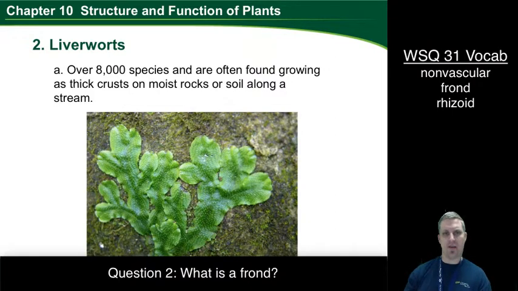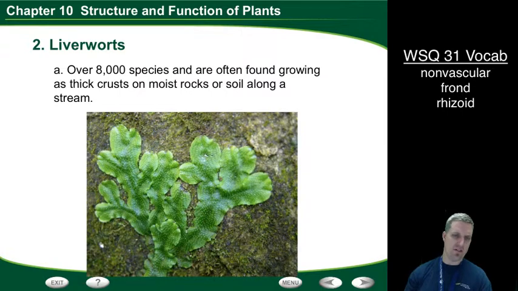Liverworts are the second type. There are over 8,000 species of liverworts. They're often found growing on rocks and soil. Again, all non-vascular plants need to be near water because of reproduction, so they'll typically be found in very moist climates and environments. And you can see liverworts get their name because the plants have kind of liver-shaped foliage, and they're very flat structures.